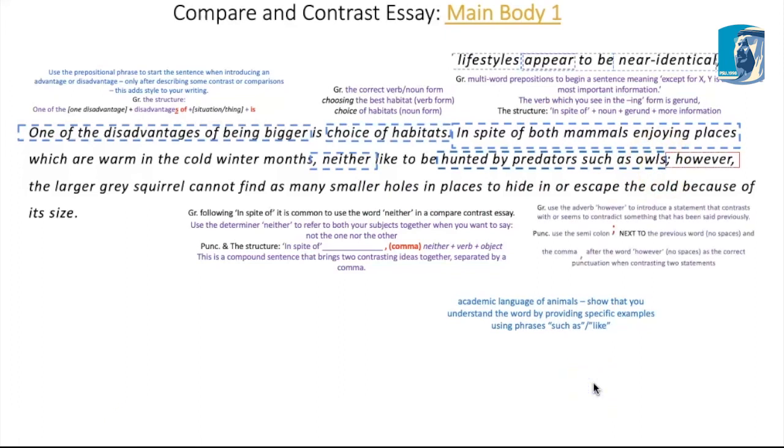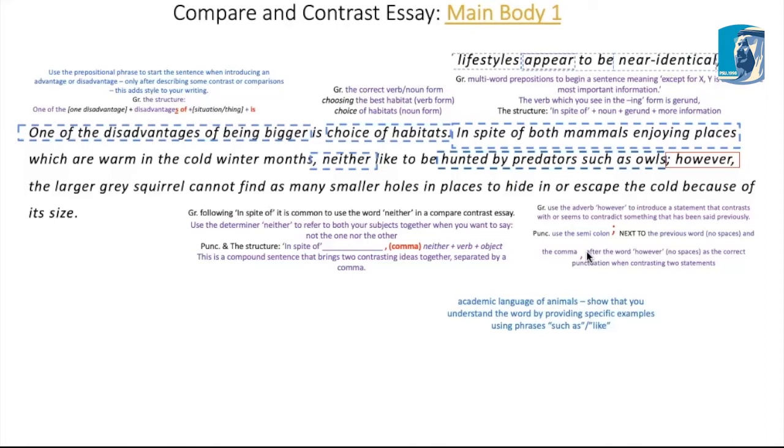Then we introduce the word however to show that we are pulling it back from comparing similarities to contrasting their features or their differences within the habitat. So however, again, look at the punctuation, the semicolon after the word owls.